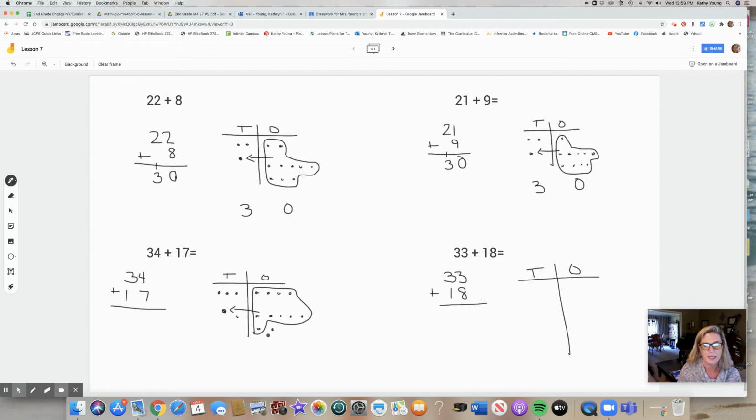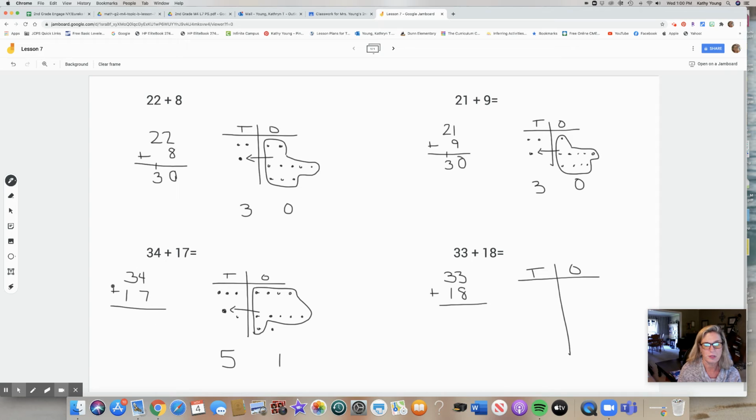I have 1 10 left over. I mean, 1 1. I apologize. 1 1 left over. So I'm going to put my 1 here. Now I have 1, 2, 3, 4, and then the extra one made 5 tens.